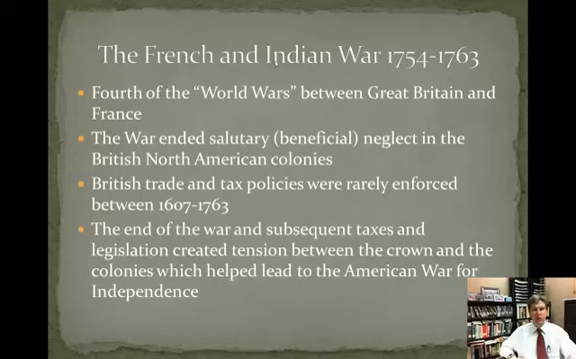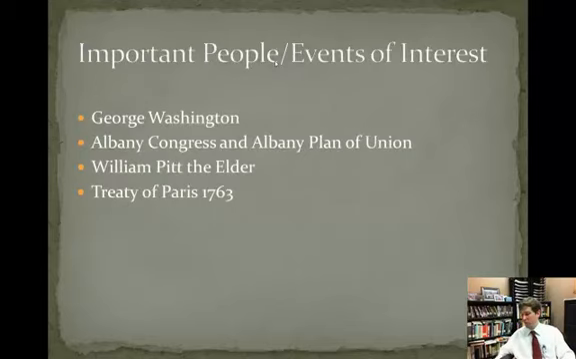The war ended salutary or beneficial neglect in the British North American colonies because it's going to be very expensive, and the British Parliament wants the American colonists to pay for this war. British trade and tax policies are rarely enforced between 1607 and 1763. I talked about that. And so the end of the war and subsequent taxes and legislation created tension between the Crown and the colonies, which helped lead to the American War for Independence.